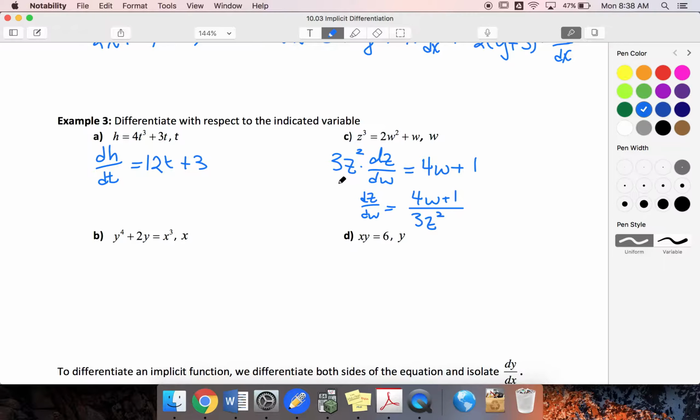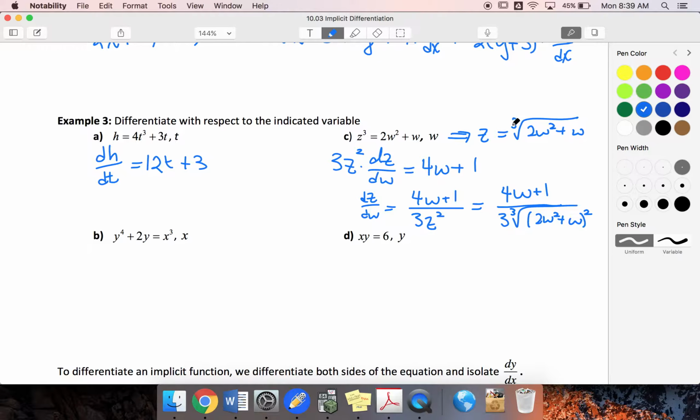And then I could take that a step further and actually replace z in terms of w. So from this, I can see that z is going to be the cube root of 2w squared plus w. Knowing this, I could have taken my derivative from the beginning with an explicit equation. So this is going to be (4w plus 1) over 3 times the cube root of (2w squared plus w), whole quantity squared.